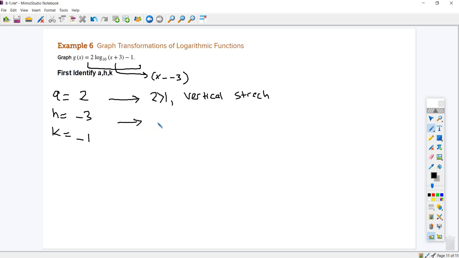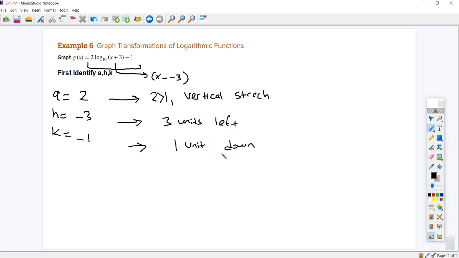The effect of +3 is 3 units left, because this is a horizontal shift. Left and right, horizontal. K is equal to -1. You know that. 1 unit down.